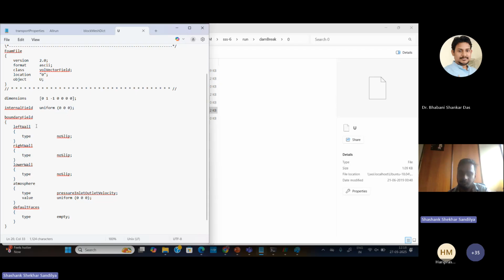And for the boundary field, we have created patches. Left wall shows no slip; right wall is a wall, there is no slip condition, no velocity is there; lower wall, still no velocity is there. For atmosphere, we use pressureInletOutletVelocity, which is a derived boundary condition. And the other faces that are remaining, like front or back faces, which have been considered as default faces, are empty. This boundary condition is used because we want our simulation to be in two dimensions. So we won't make any calculation in the Z direction. That is why we have used the empty boundary condition.